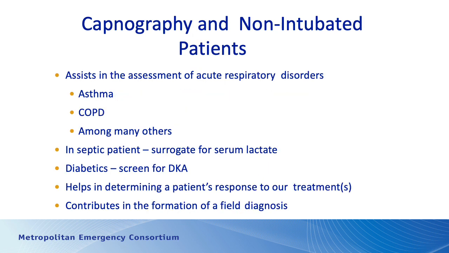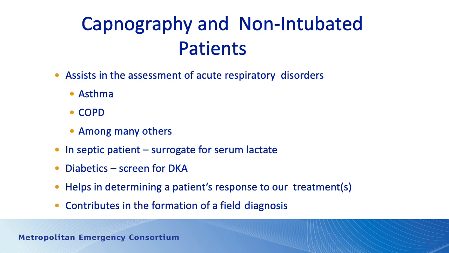How about for the non-intubated patients? Well, we can use it to assess patients' response to acute respiratory disorders such as asthma and COPD. We can use it to screen for sepsis. So in septic patients, capnography less than 25, or CO2 less than 25, is highly suggestive of a serum lactate of 4 or higher. So if you have a patient with suspected sepsis and you have a low CO2 value, that is highly suggestive of sepsis, and you should follow the sepsis protocol, which includes IV fluid bolus.